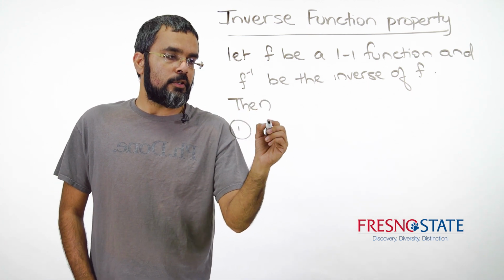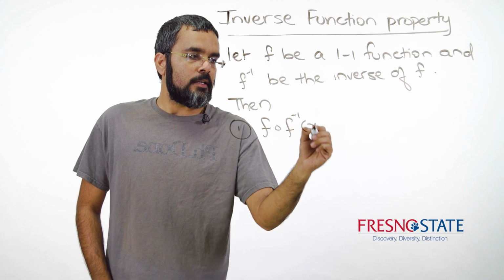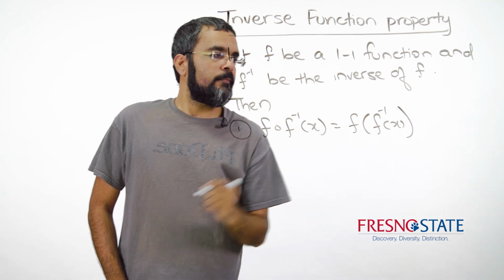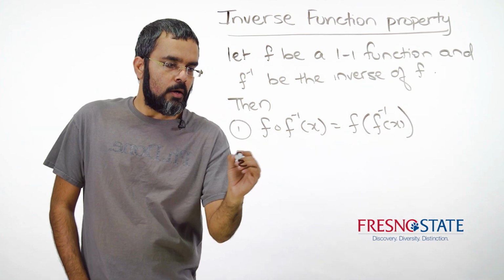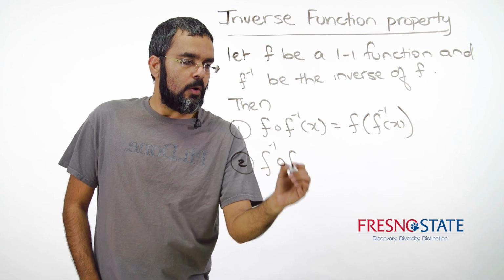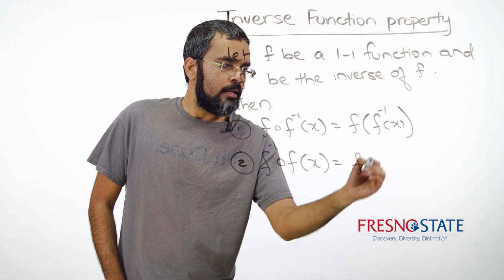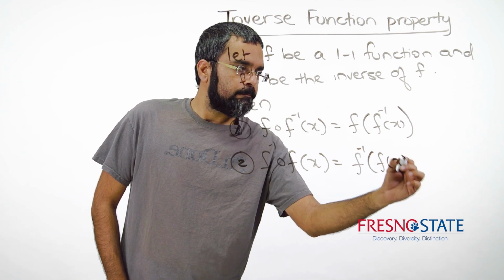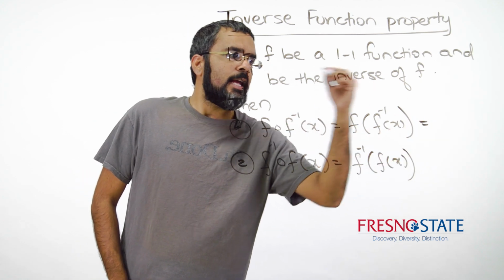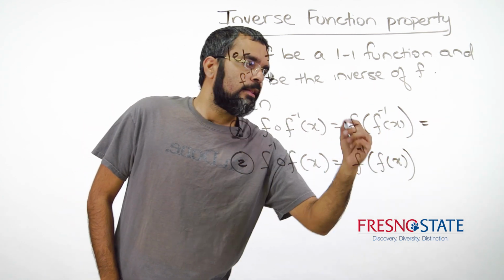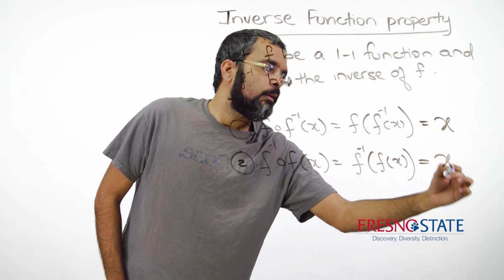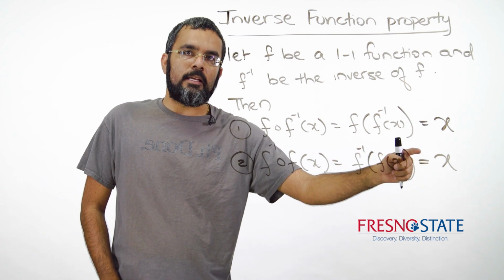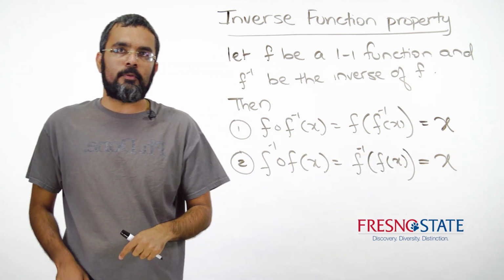If you compose the two functions, f of f inverse of x, and the second one is f inverse of f of x. Now we know this, but in case of inverse functions, if these two functions are inverses of each other, then this will always come out to be x no matter what. Whether you do f o f inverse or f inverse o f, both of these will end up being x. Okay, so let's look at an example.